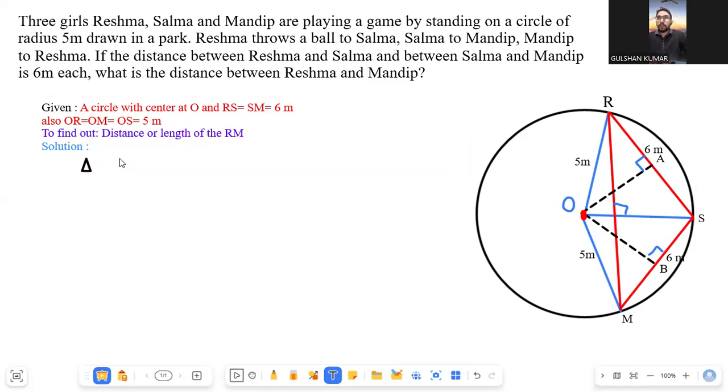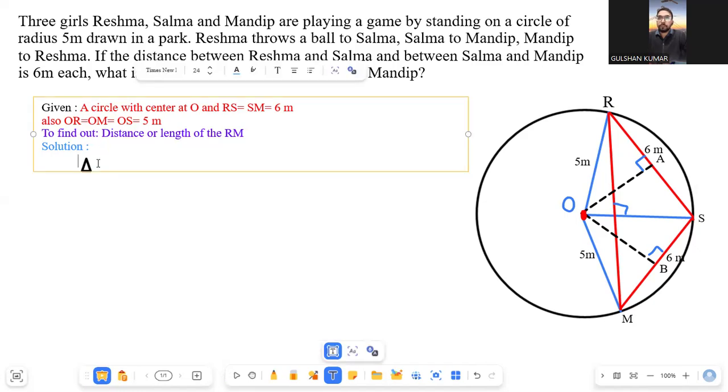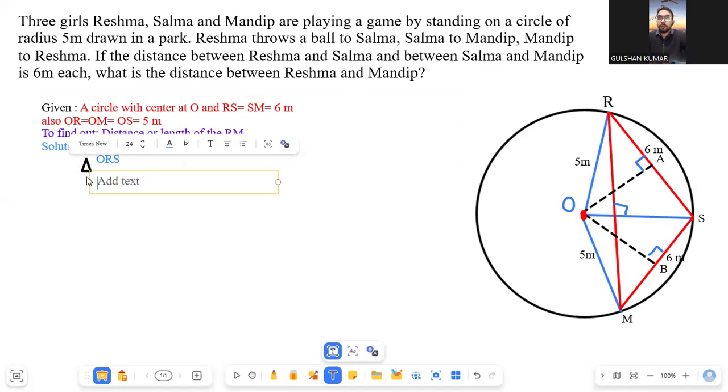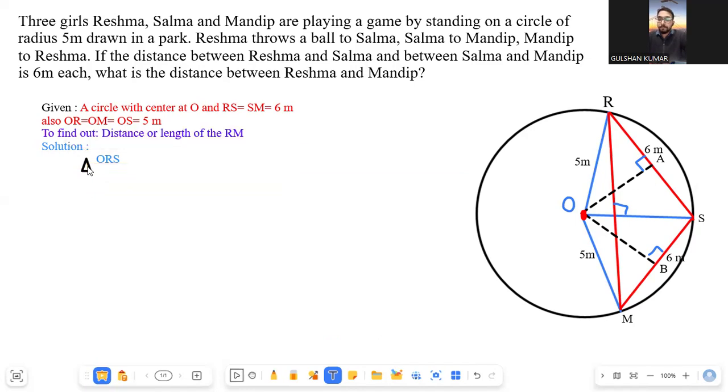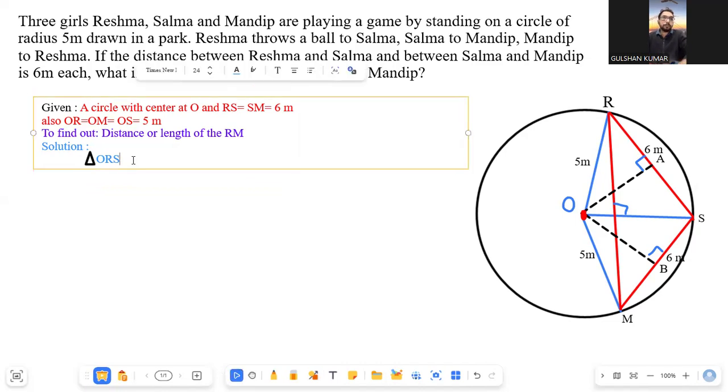So we have triangle ORS. Okay, this is our triangle ORS. Considering triangle ORS.